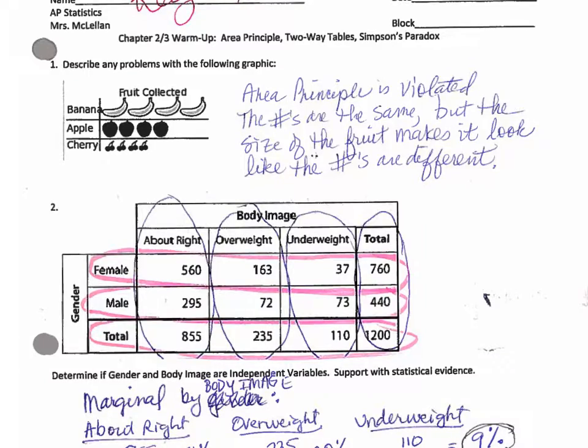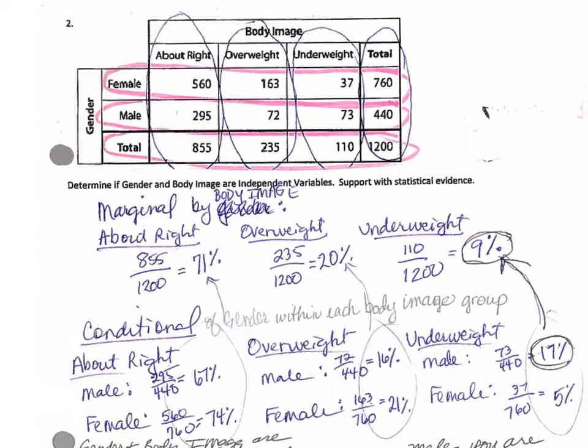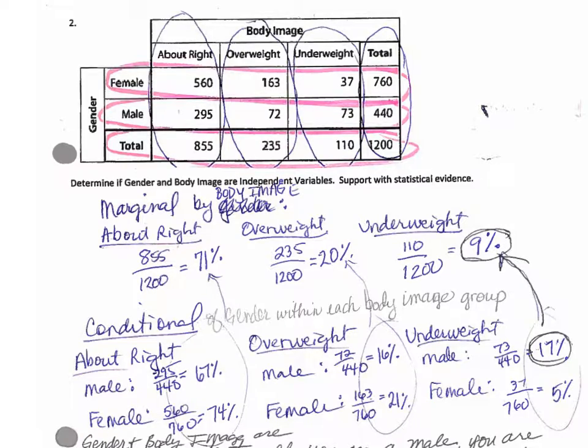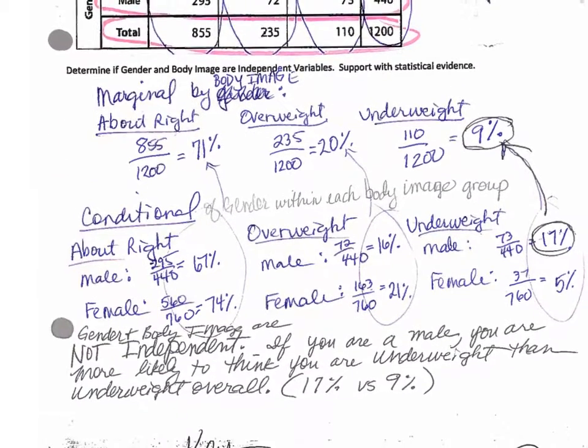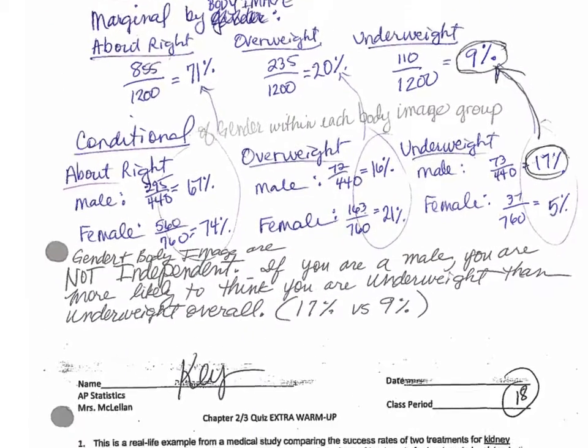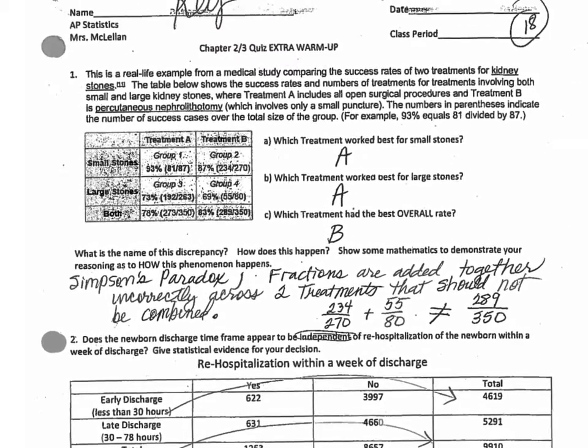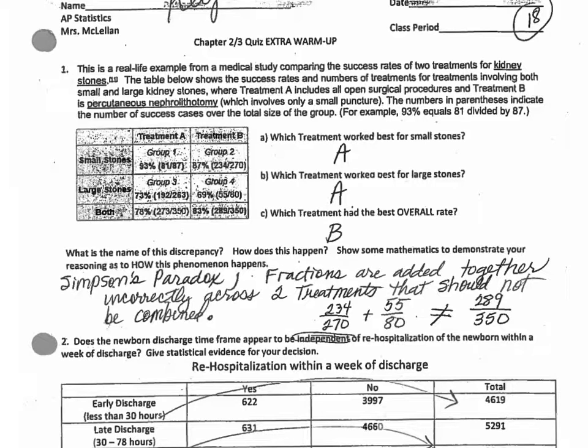And other things. Moving down here, I think we're past it, so I'm just going to skim over it. It was not independent. But I want to go over the one that you just did. So let's go over the warm-up that you just did here in class. This is so interesting, I think. I think this is a real-life example of a medical study. So here, if you have small kidney stones, which treatment would you prefer? A. I want treatment A because A is going to win. It's going to have a higher success rate.